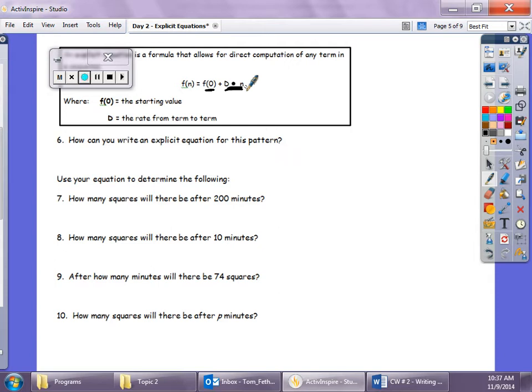So how can we write this explicit equation for our pattern? Well, if we have f of n equals f of 0 plus d times n, well, f of 0, we started at 6, so f of n equals 6, plus the common difference. We were adding 2 each time, so it's 2 times n. So f of n is going to equal 6, which is our starting point, plus 2 times n.